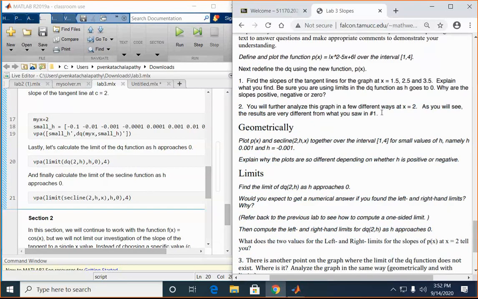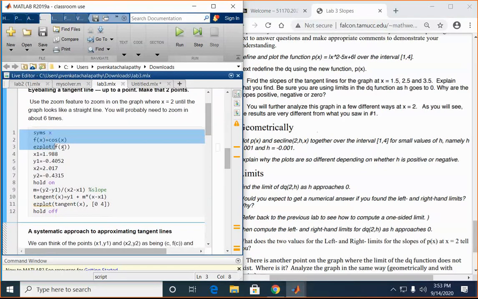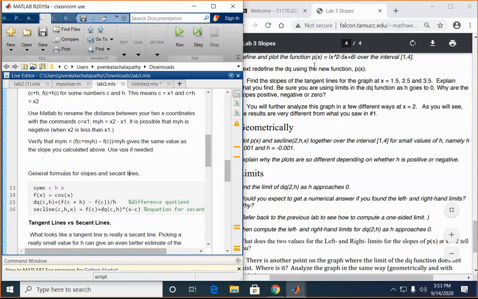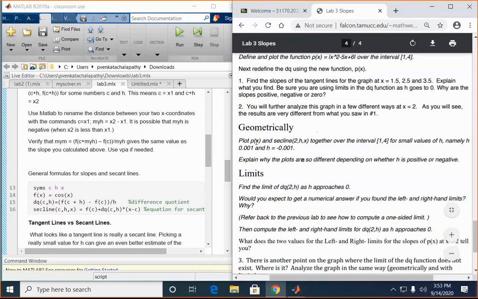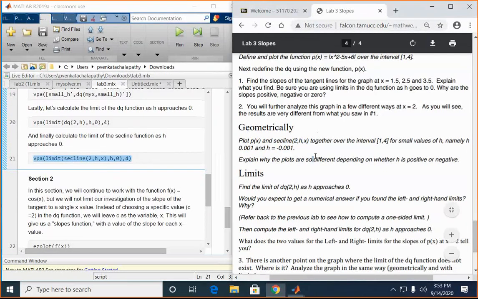Got it? So they are telling you that you will have to plot the graph and analyze what happens at x equal to 2. First we will do it geometrically. Plot p of x. How do you plot this? This command. Only the starting 3 lines. Plot p of x. You would have done it in the first attempt. First step. Okay, plot p of x and you will have to plot secant line 2h comma x. Where do you find this? Here. Use this code. Run it with the interval 1 and 4 for small values of h. The h value is given here. Got it? Is it clear?